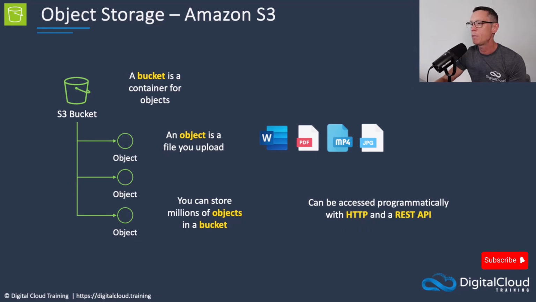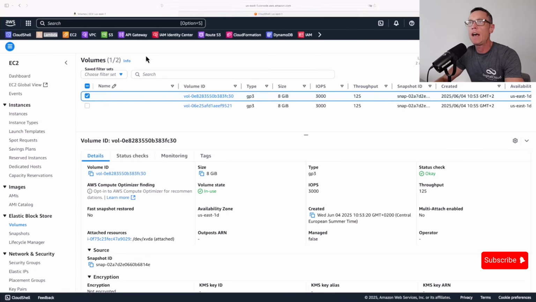So with object-based storage, we're able to access it programmatically using the Hypertext Transfer Protocol, HTTP. So of course that means it's very good on the internet, and a REST API. That's the type of API that we're using here. Let's have a look at S3 in action.